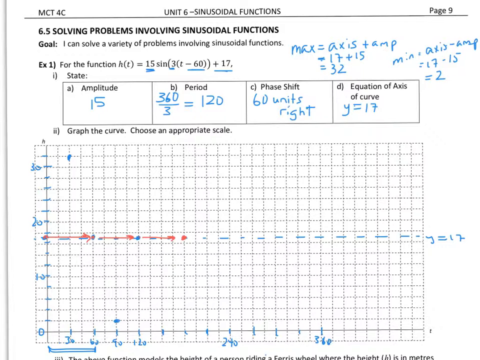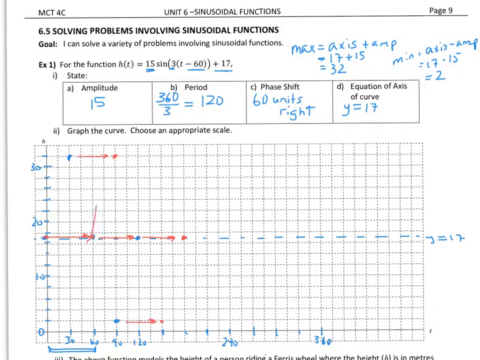Sliding that one over, I've got to slide my maximum over 1, 2, 3, 4 blocks, which is 60 degrees. That slides over. And the minimum, 1, 2, 3, 4, it's slid over 60 degrees. So my horizontal shift, that phase shift, horizontal translation, creates my curve.